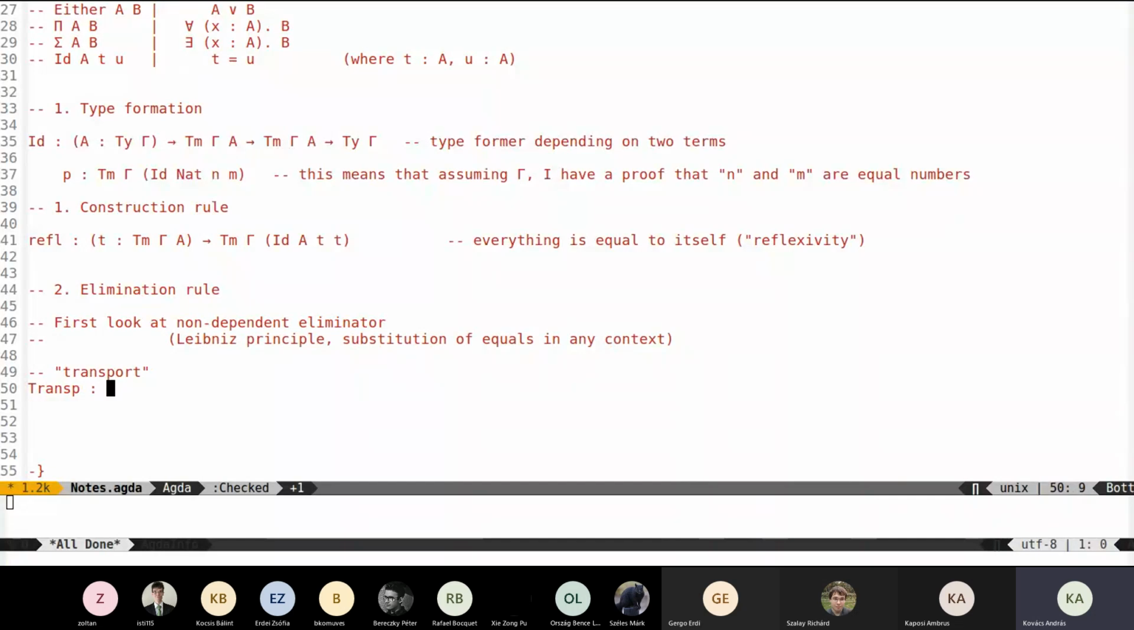So let's call this transport, and it says that if we have some type which depends on another type, so we have this B type which depends on another type, and we can represent this dependency by saying that this is a type in a context which is extended by an A type. So we have some dependent type, and we also have some implicit quantification here.